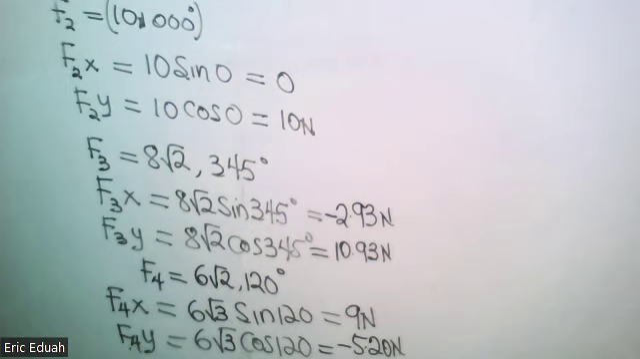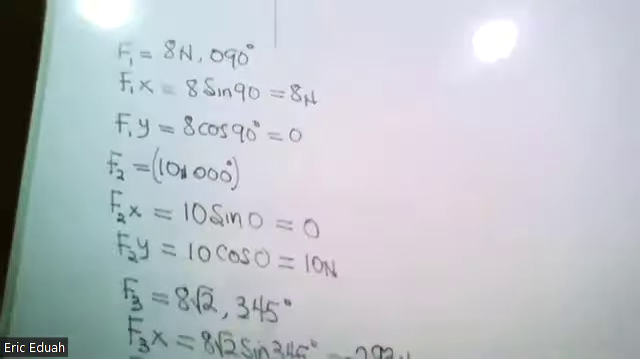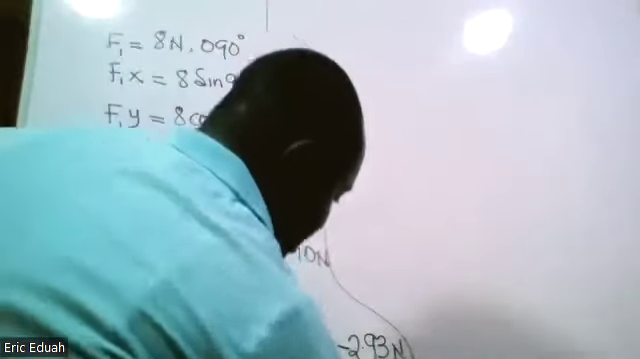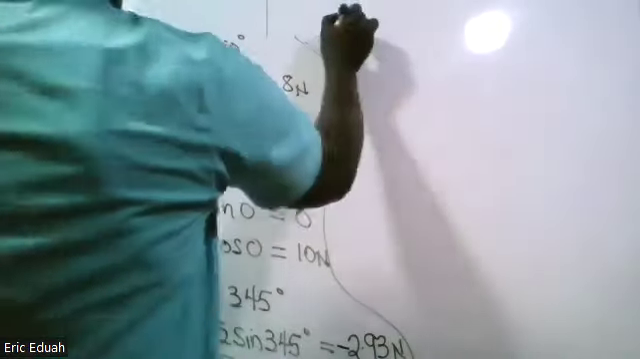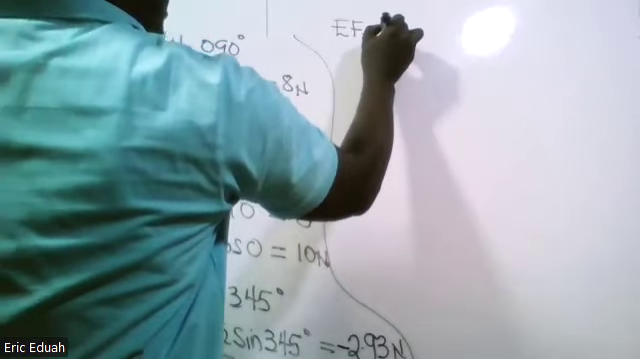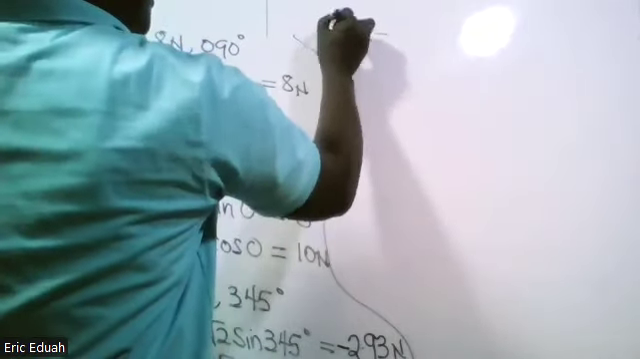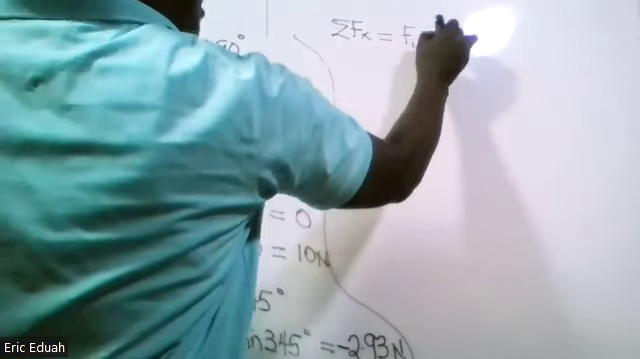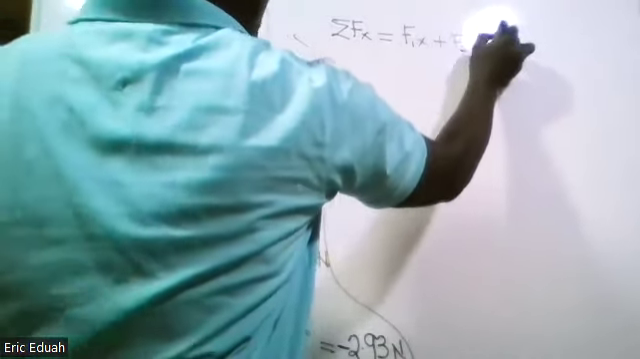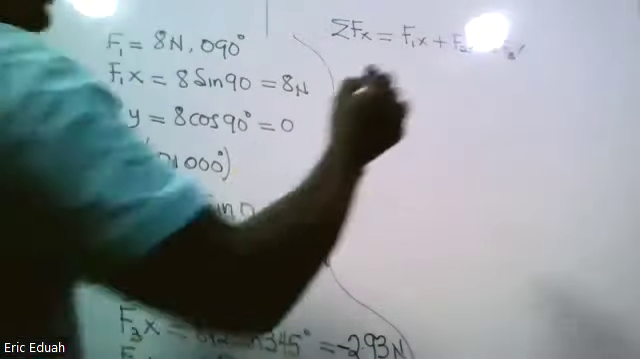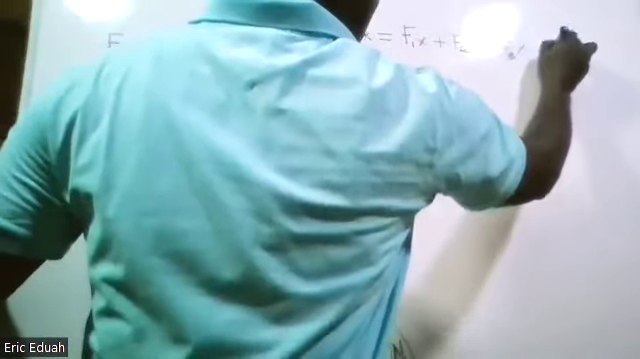So I think this is the difficult part. After expressing all forces into components, then you come to summation Fx, which is F1x plus F2x plus F3x, if you want to go systematic, plus F4x.